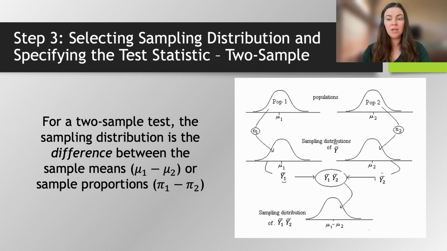Step 3 is where we select our sampling distribution and specify our test statistic. For a 2-sample test, the sampling distribution is the difference between sample means, so mu1 minus mu2, or sample proportions, pi1 minus pi2. So again, just keep in mind those different statistical notations there. We're using means with mu and pi with proportions.